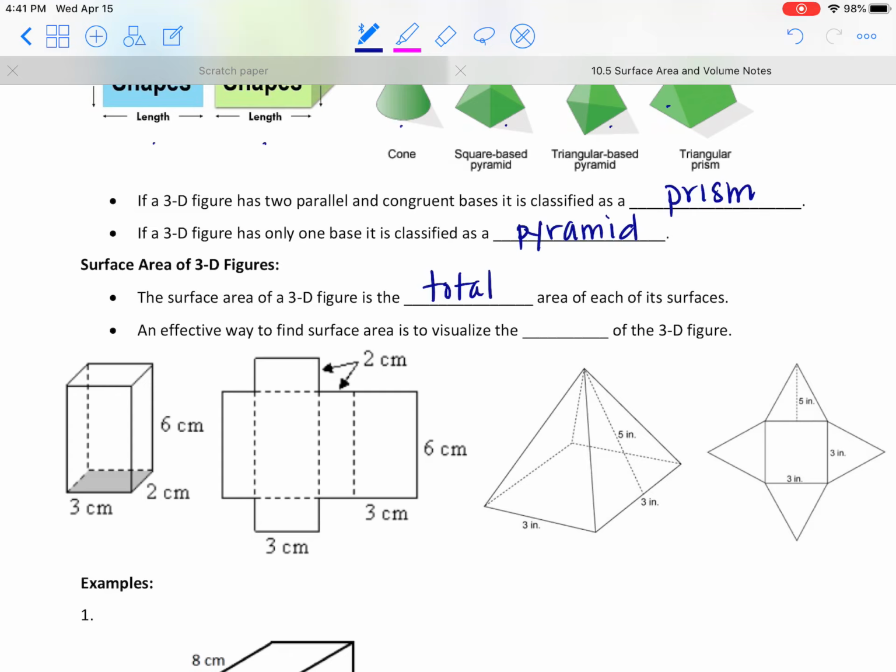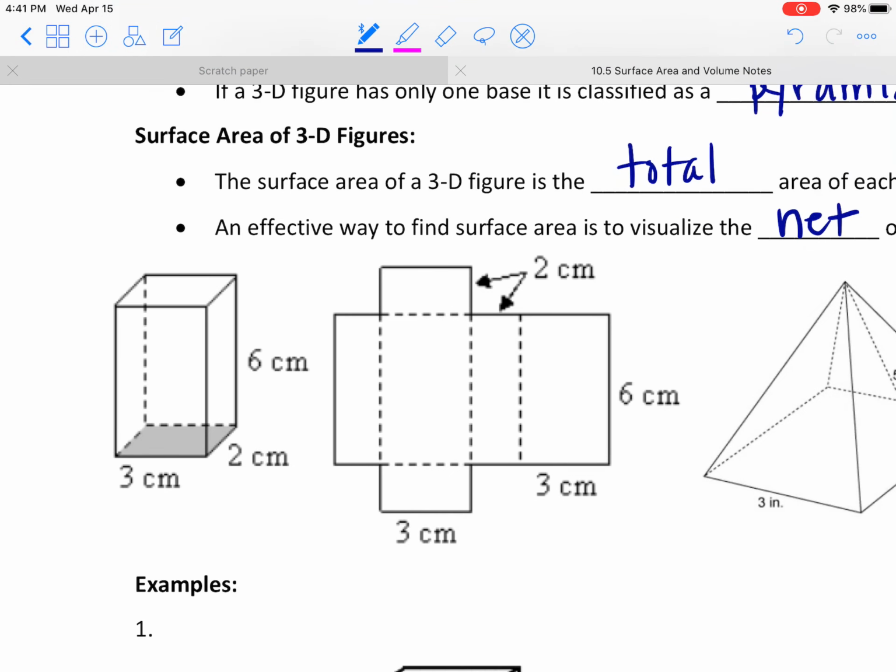And there are formulas for different figures, but I really just want you to have an understanding of surface area, and I think the most effective way to see it or to calculate it is to visualize what we call the net of the 3D figure. That is, if we were to flatten the 3D figure out, if we were to take apart all of the surfaces and lay them out flat, what would it look like? So this is an example here of a rectangular prism, right, where we've got this top piece and bottom piece, right?